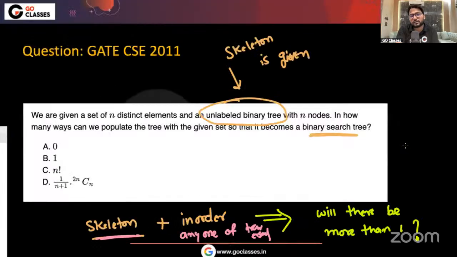Anyway, we will do this analysis more in the binary search tree, but currently I wanted to tell you, if a skeleton is given and any structure is given, indirectly they have asked it. Indirectly they have said binary search tree, but directly they have not asked till now in this form. Like they have not asked that a skeleton is given and an unlabeled binary tree is given, and let's suppose pre-order is also given. This kind of combination they have not asked. Maybe they can ask, they can ask anytime.